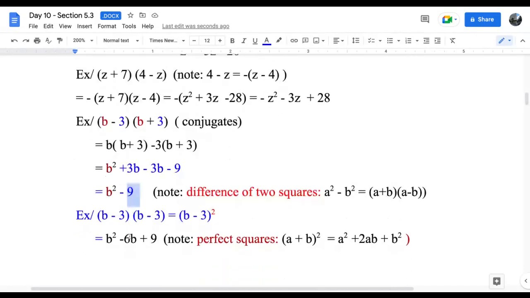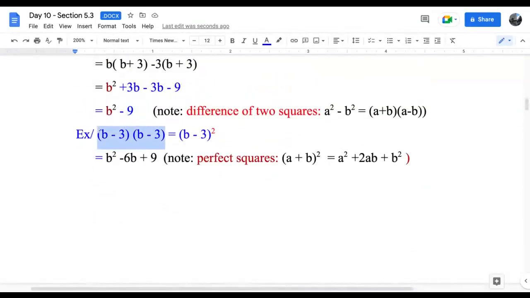Well, see this one. This one is different. This one has b minus 3 times b minus 3. So those two factors are the same. Those two binomials are exactly the same. So usually we put them together as b minus 3 raised to the power 2, the same as if we have x times x, we would rather write x squared. So this is a perfect square.